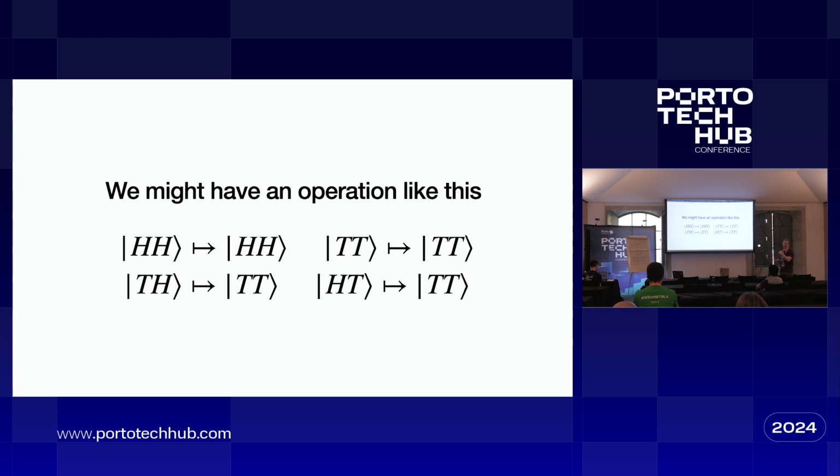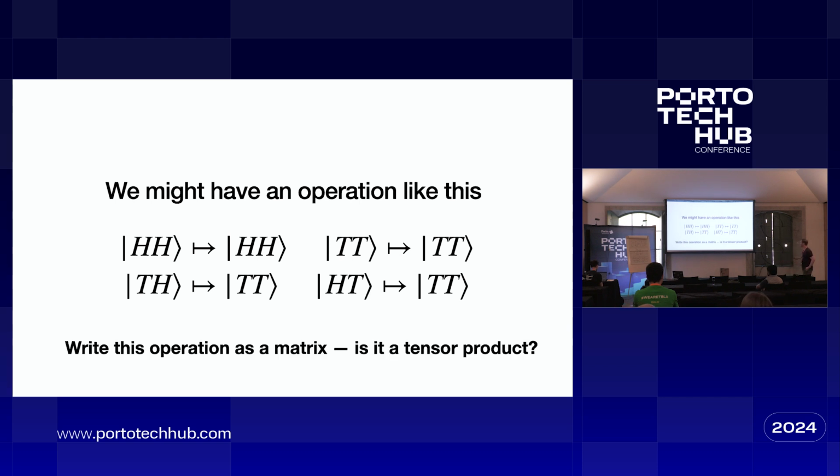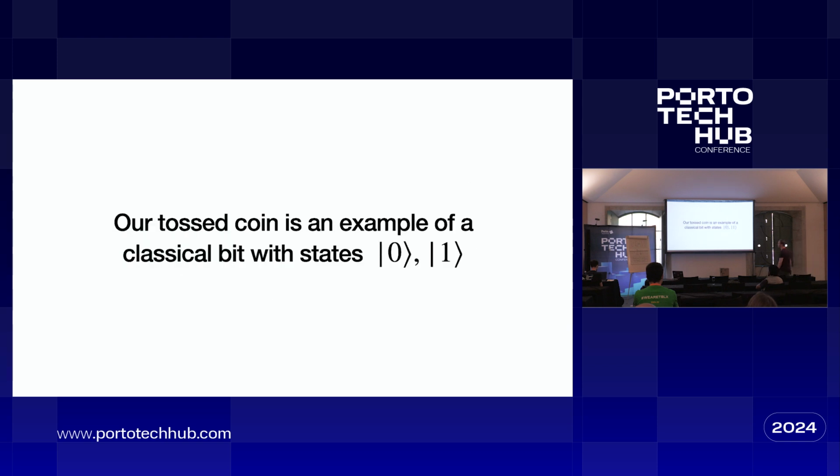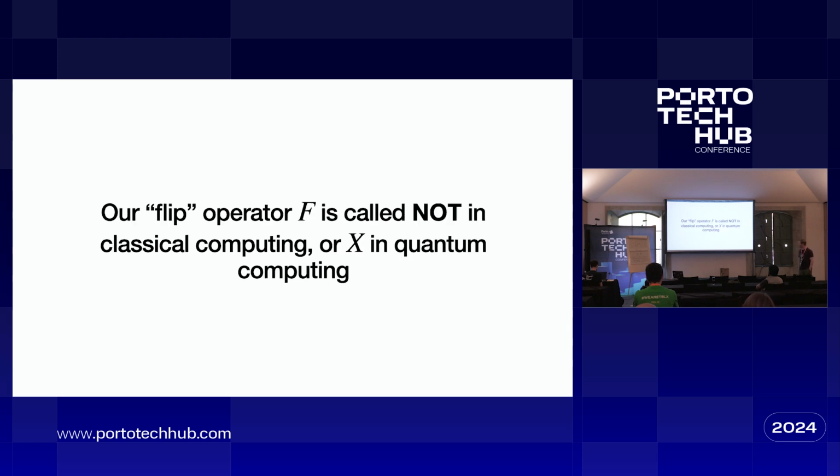So for example, I'm gonna steal my thunder and tell you that this operation might be called CNOT, if you have a CS background, right? Controlled not. Okay, is it a tensor product? No, it is not a tensor product. So it's about time we drop the charades, okay? A toss coin is really a classical bit with states 0, 1. So for the first time, I'm going to change the notation on you. Our flip operation is called NOT in classical computing. In quantum, we call it X. I'll explain why in a sec.